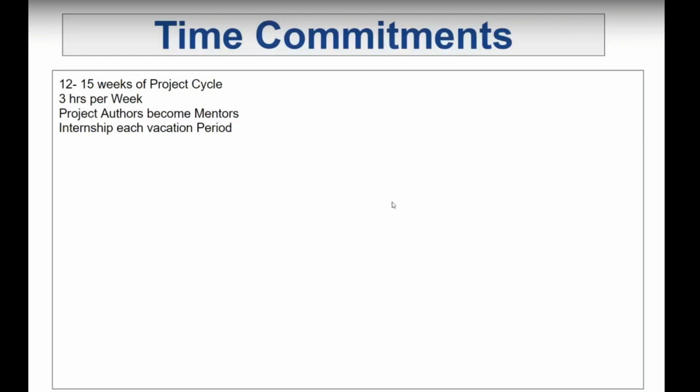Now, we are looking at the time commitment of a project. We are going to use a project cycle between 12 to 15 weeks. We are not yet sure. But each week, we are expecting that people work 3 hours per week. So in the entire week, we expect people to commit 3 hours. And with the committed 3 hours, they would be able to get the project to a milestone.